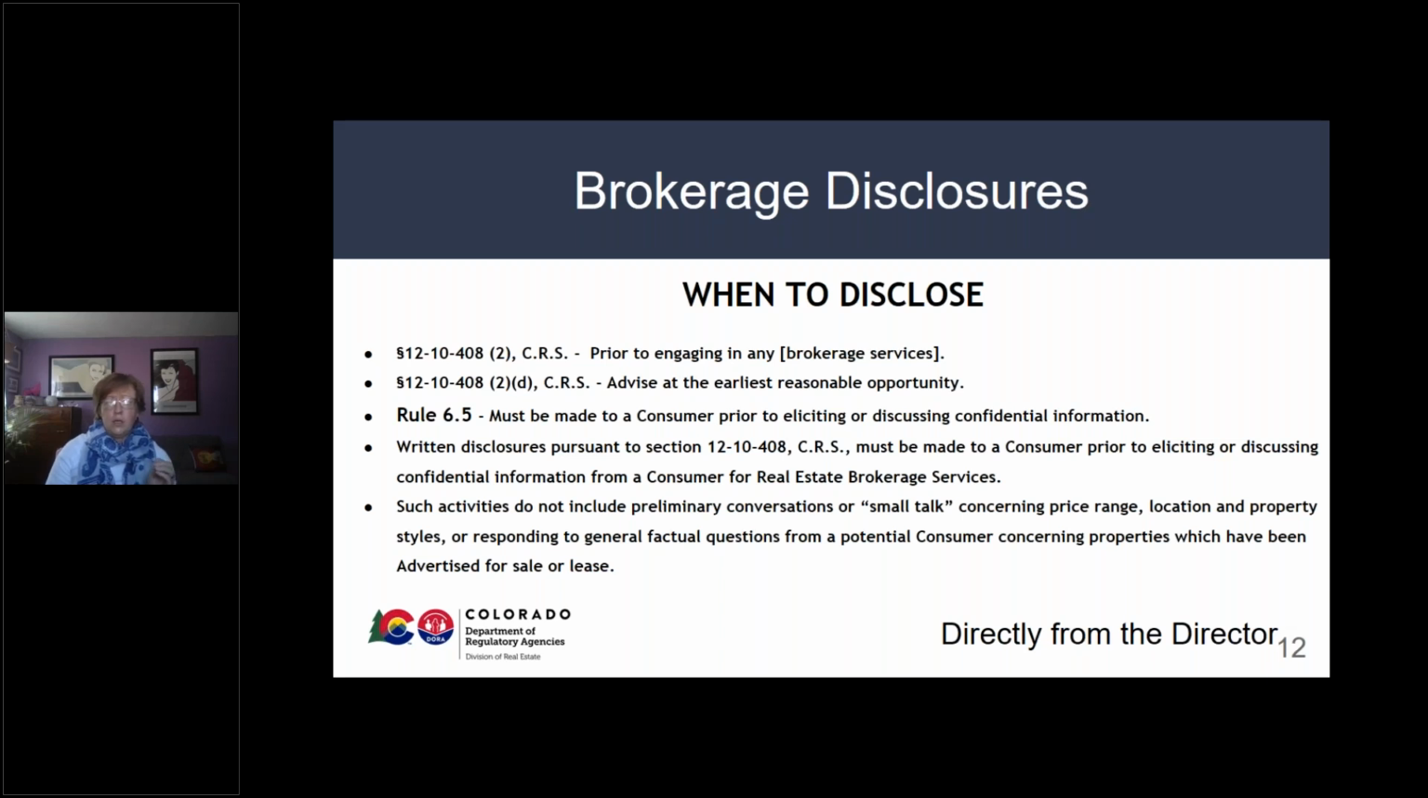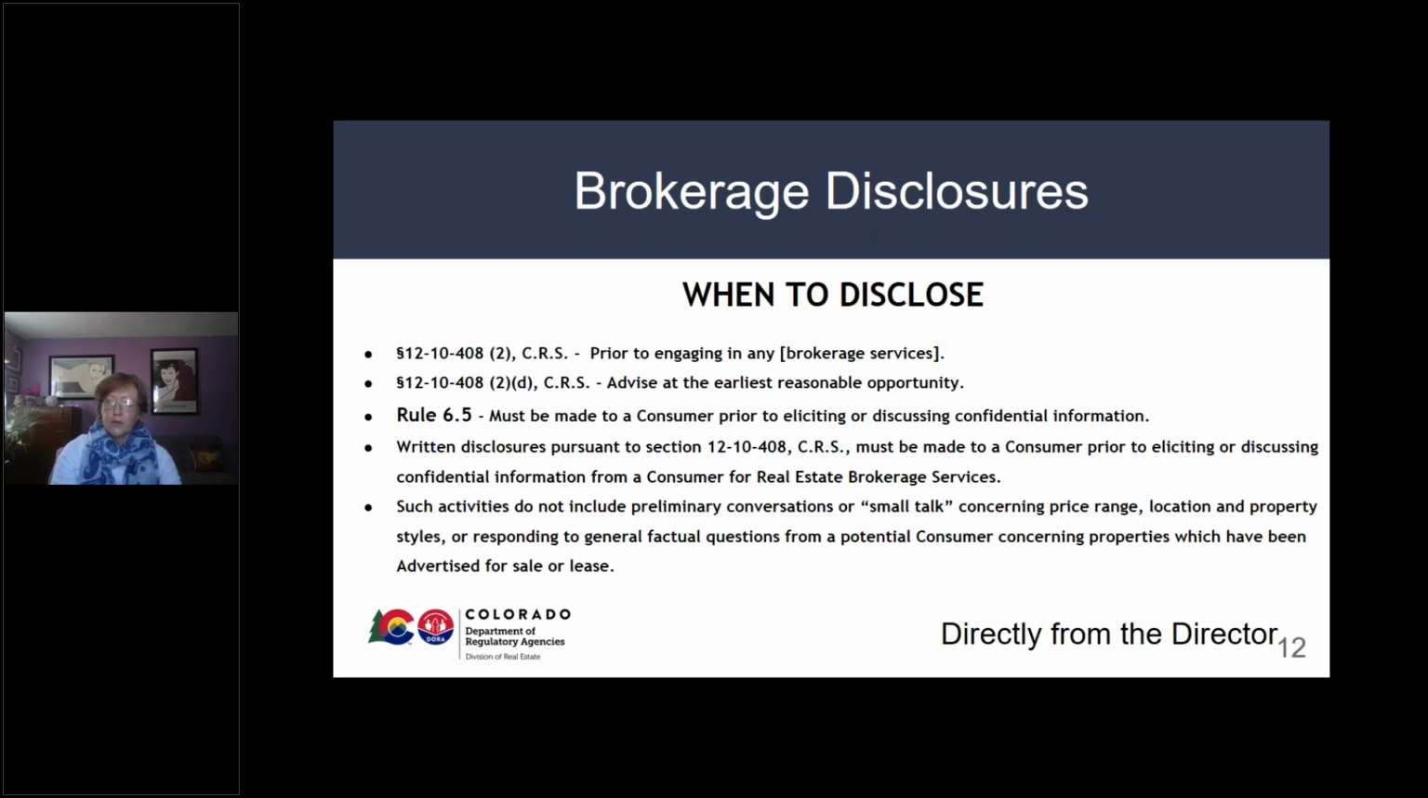Now, if you are called up and the consumer says, please come over to my house, I'd like you to do a listing presentation, and they haven't disclosed any confidential information to you at that point, and you do the listing presentation and they still haven't disclosed any confidential information, and they decide to sign the listing agreement with you, that listing agreement suffices. You don't then have to do the brokerage disclosure, because that disclosure is contained in the listing agreement itself.